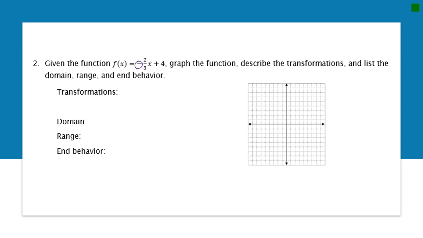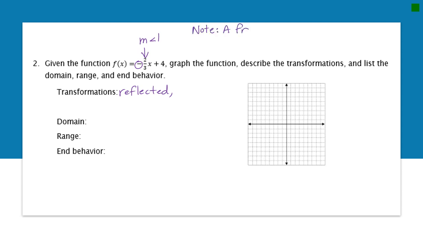So since there's a negative, I know that this is going to be reflected. I also see an m value of 2/3, which is less than 1. By the way, you can tell that a fraction is less than 1 if the numerator is smaller than the denominator. So I'm going to make a note here.